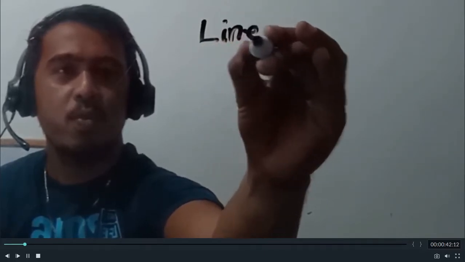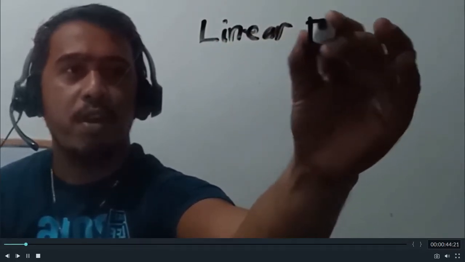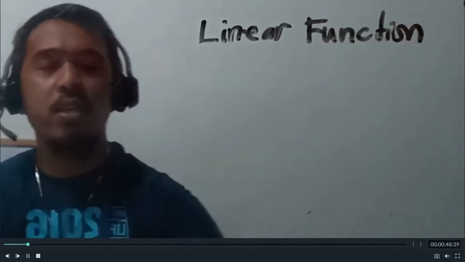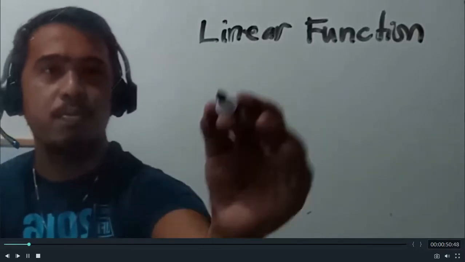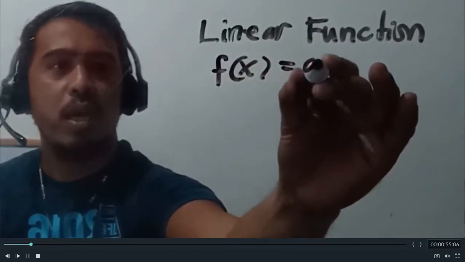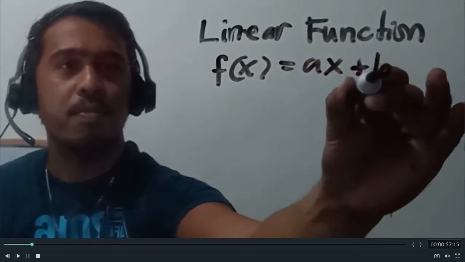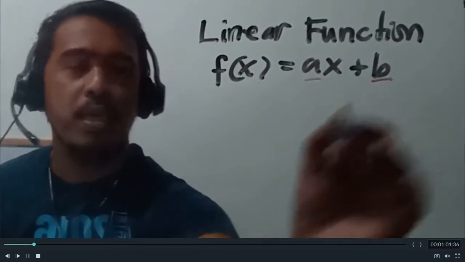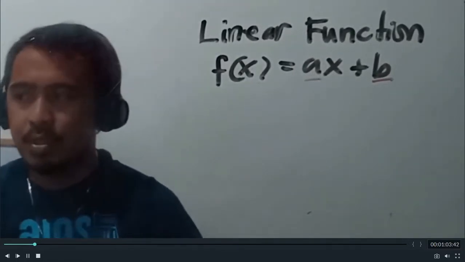Okay, let's start. Presentation graph of a special function. The first special function that we have is the linear function. From the word linear, the graph is a line, and it will be a linear function if the form is f of x equal to ax plus b, wherein this a and b are real numbers.